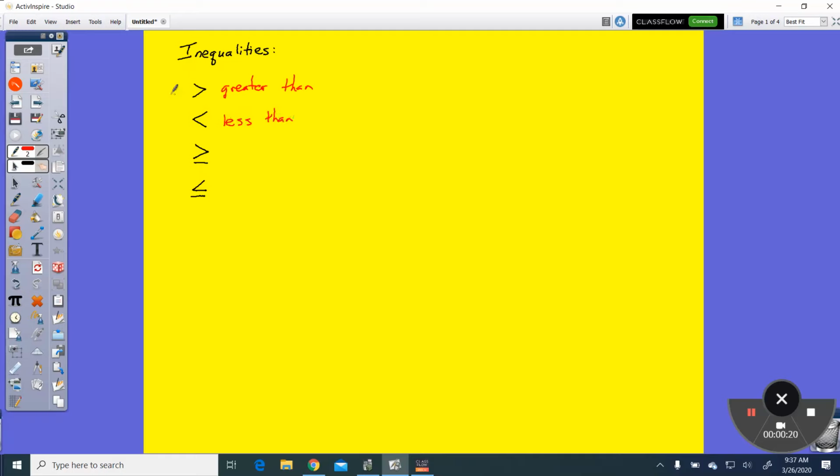Because we always go left to right. So this is like x is bigger because it wants to eat the bigger one. So that's how I know this is a greater than. X is less than. So this is smaller because the alligator is eating the bigger stuff over here. So this is greater than or equal to. And this is less than or equal to.